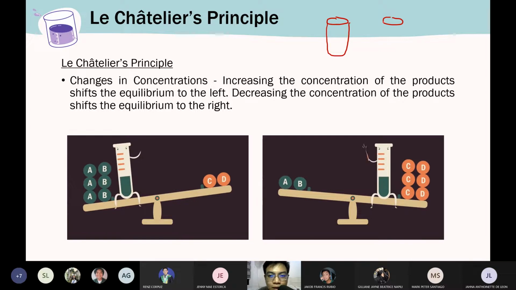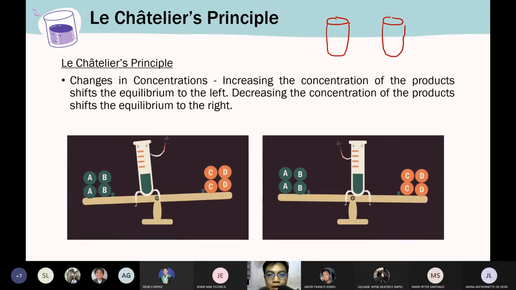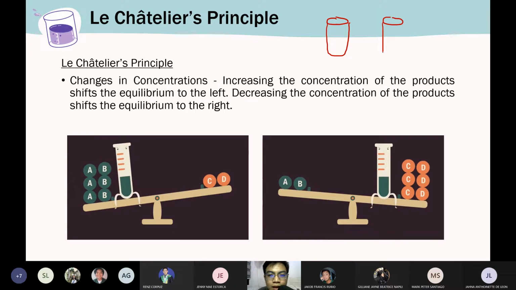Two clear plastic cups. And at the bottom, they are connected by a tube. Okay? Di ba kapag may tubing diyan sa ilalim, mag-equilibrium yung water level, right? So, kung ganito kataas yung water diyan, ganun din karami yung water doon.